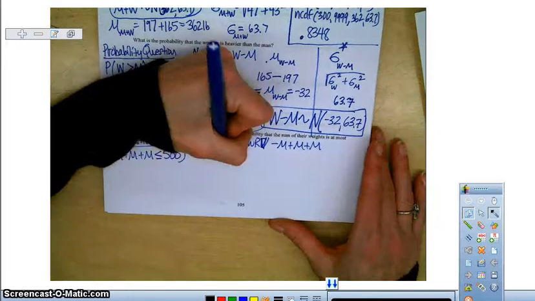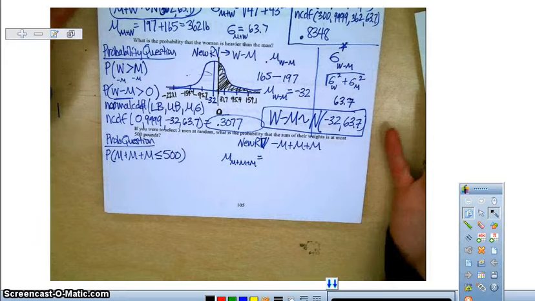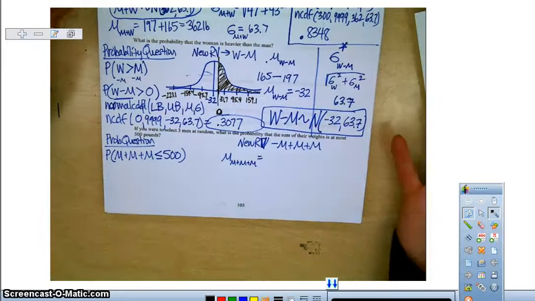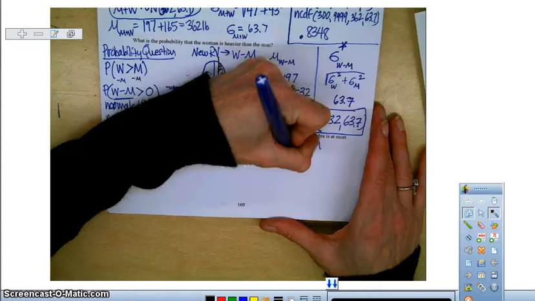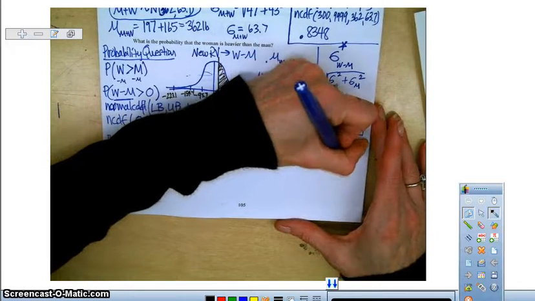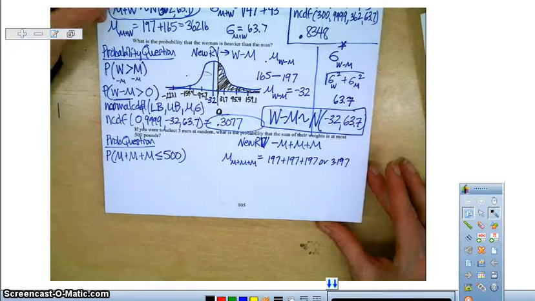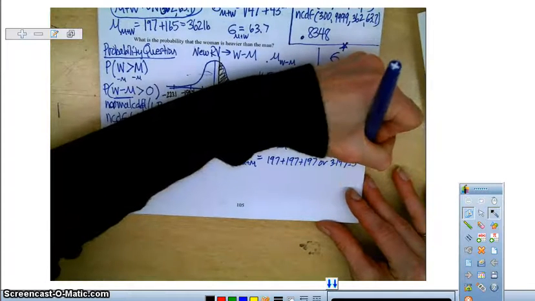So the mean of men plus men would just be the mean of men 3 times, right? What's the mean weight of a single man? 197 plus 197 plus 197, or 3 times 197. So what's my mean? 591, okay?